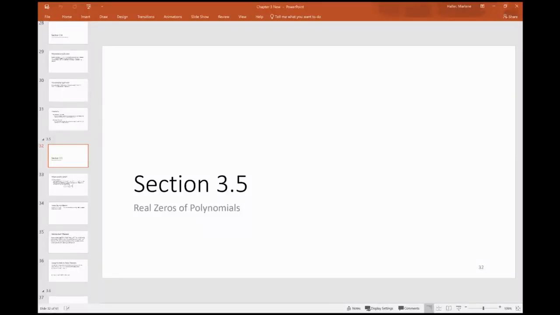Hello. This is the lecture for real zeros of polynomials. That's section 3.5 in our textbook. All right, let's begin with a quick review of what the zeros of a polynomial are.